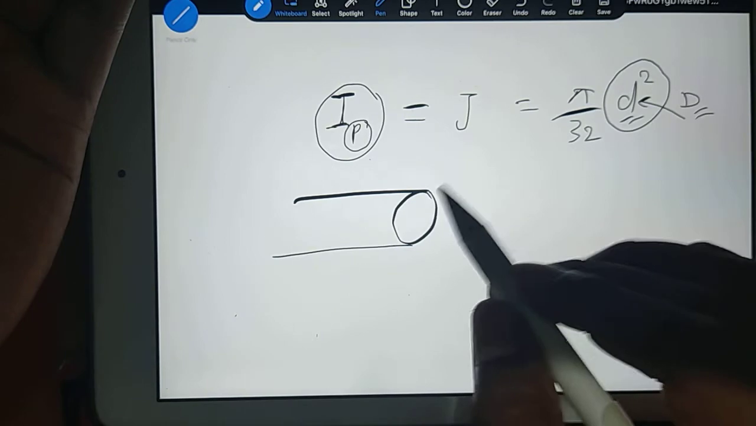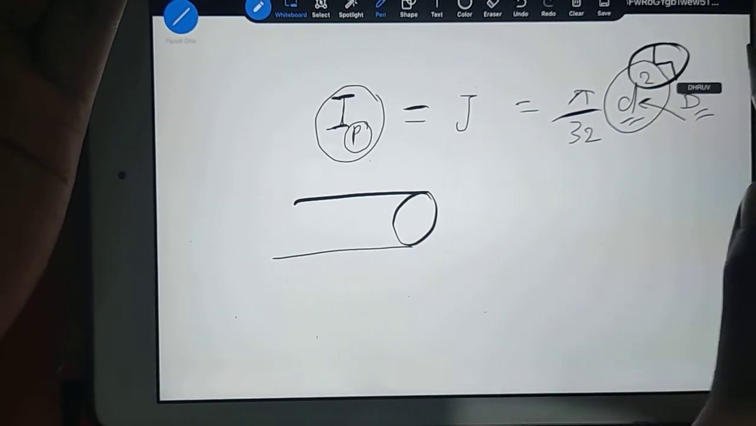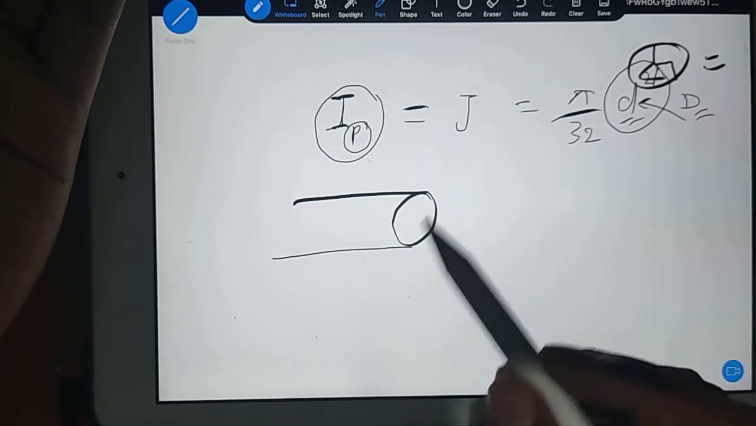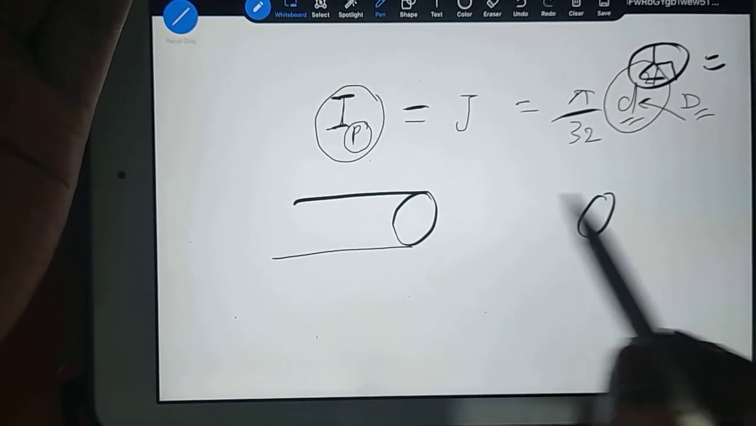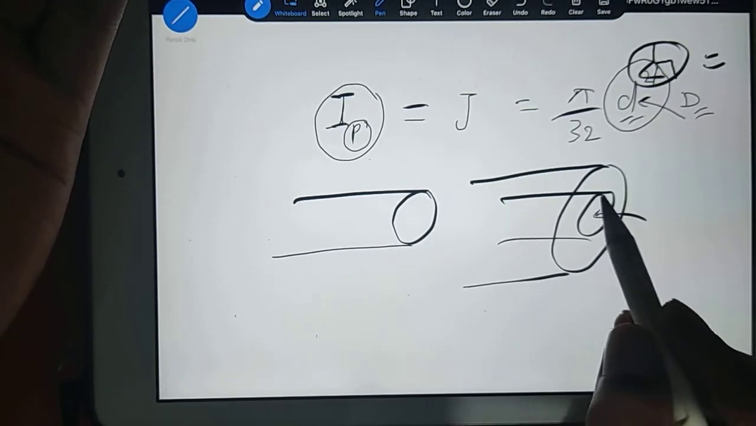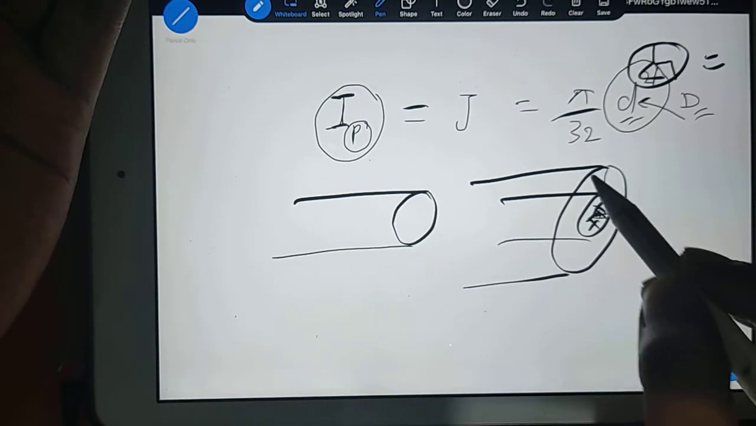Now suppose you have two different hollow shafts. Imagine you have a hollow shaft, sorry, it is d to the power 4, yes, thank you. So it is 4 actually. Suppose you have a hollow shaft, then in that case what will you do? Suppose one diameter is this and one diameter is this, and in the middle part material is not present. Only here you have material present.